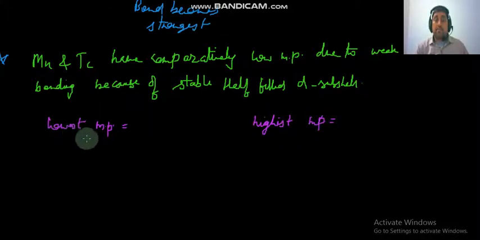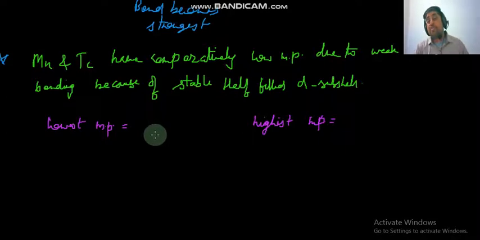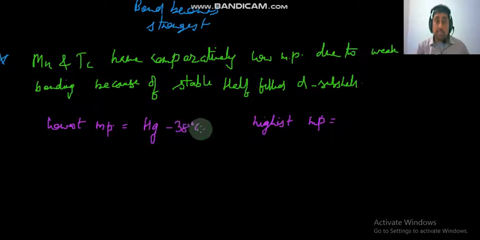Okay, if anybody knows, the answer is this. Let me tell you the lowest melting point. The element which is found as a liquid at room temperature is mercury, and its melting point is minus 38 degrees Celsius.